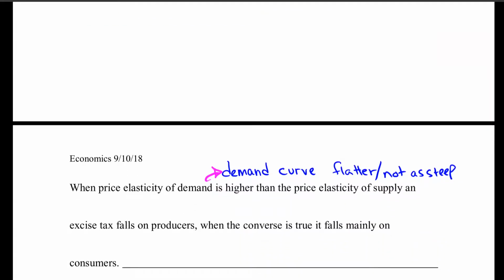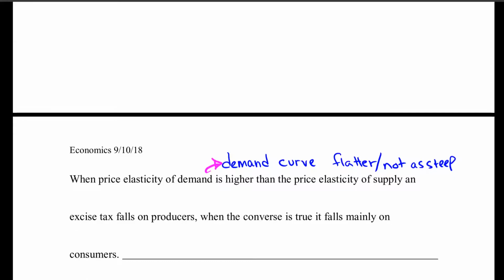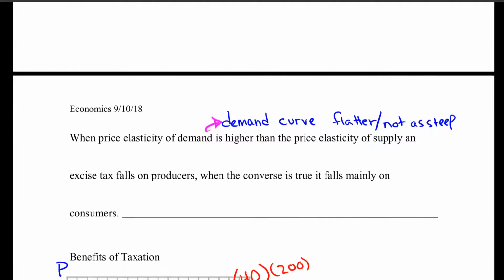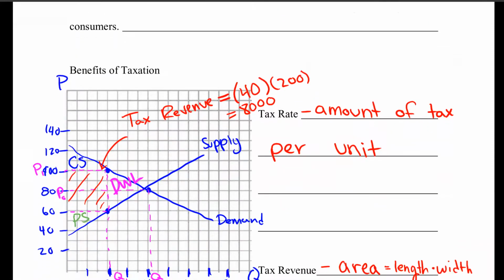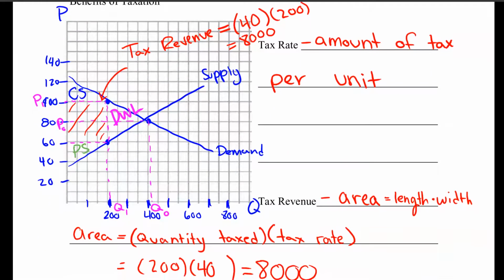All right, so when our price elasticity of demand, or our demand curve, is flatter, the tax is going to fall on producers primarily. And when our demand curve is steeper, it's going to fall on consumers. This is that same problem that we were talking about before.